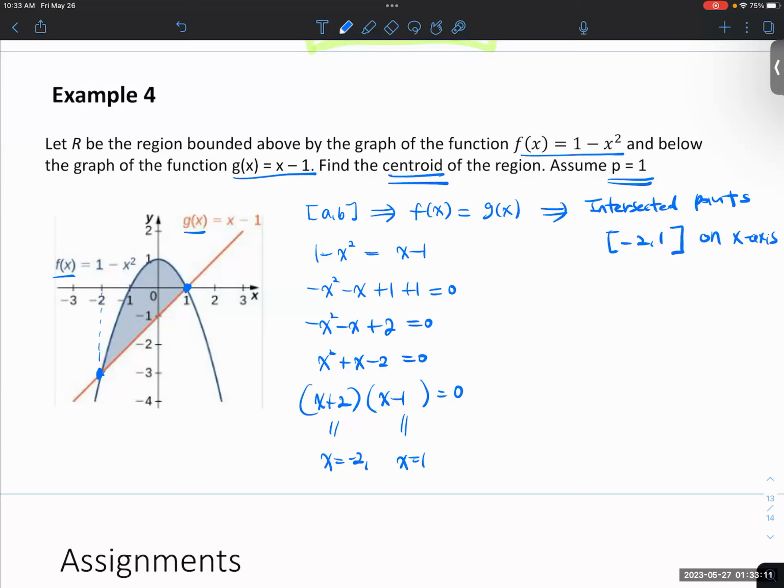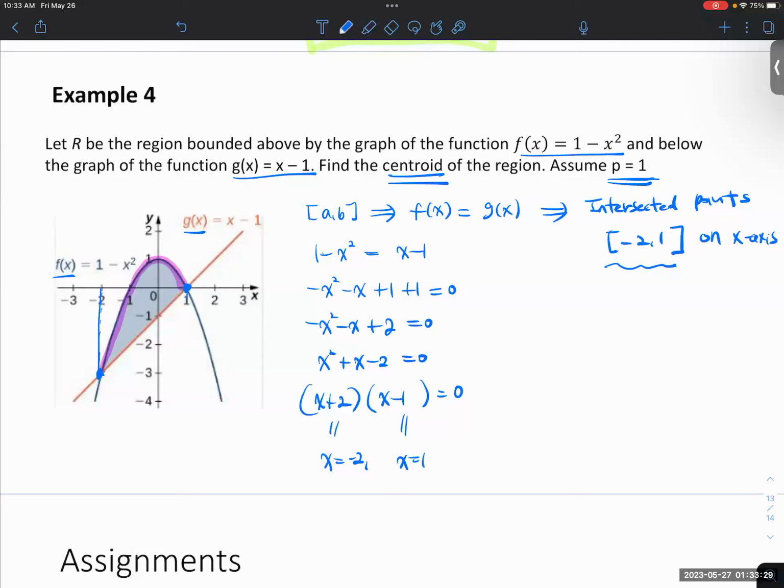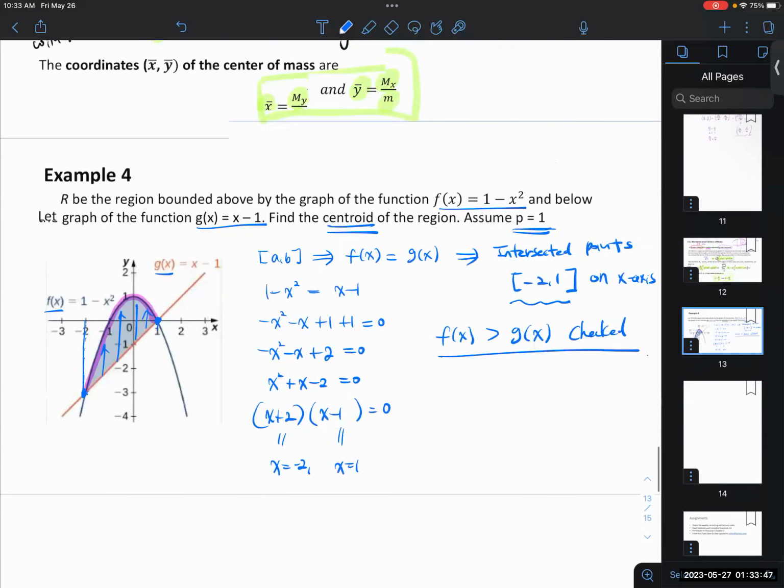All right, now we have pretty much every piece of information, correct? So you have the density function, you have a to b, and then you need to decide which function is higher between these. The f function is higher, right? It's always the higher height. So we subtract from the f function. We also check this too. So we're gonna find three pieces of information.